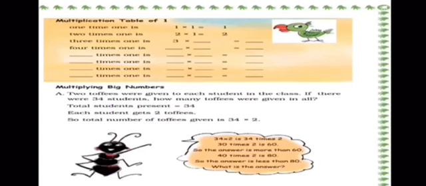Now multiplication table of 1. Now 1 times 1 is 1. Then 2 times 1 is 2. So 3 times 1 is 3. 4 times 1 is 4 multiplied by 1 is 4. Now 5 times 1 is 5 multiplied by 1 is 5.